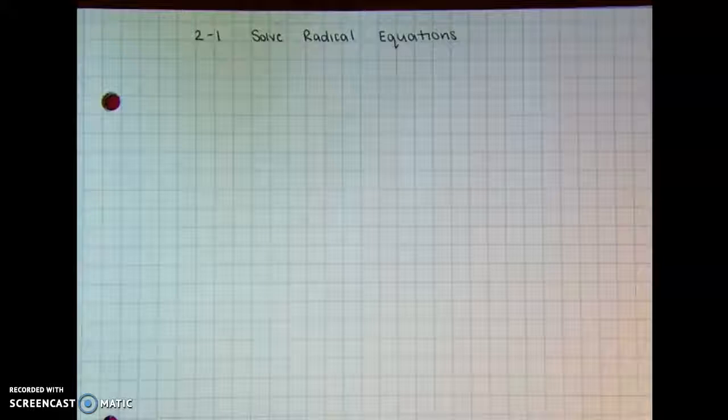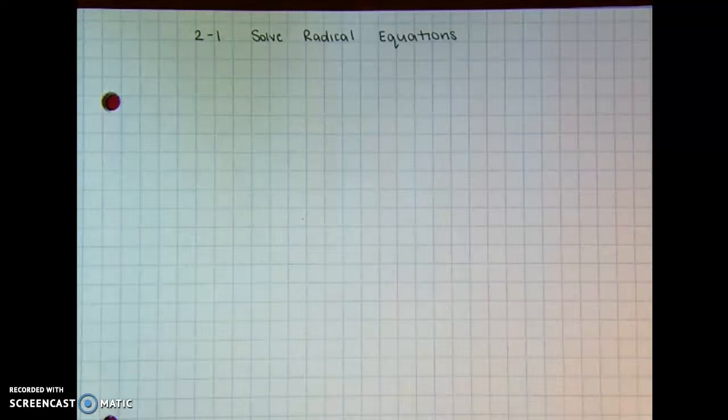Hey Pre-Calc, today we're going to be talking about section 2.1, solve radical equations. So you did this last year in Algebra 2, and we're just reviewing it to make sure you know it, and it will be on your test. So we're just going to do an example.